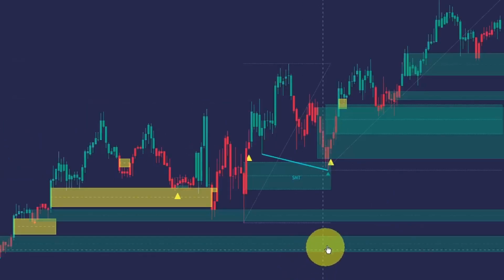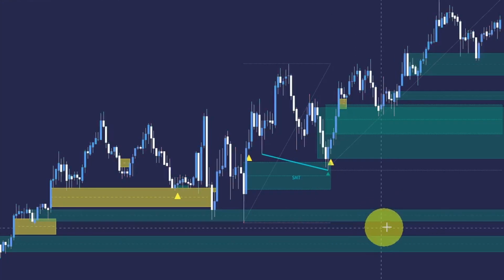If our analysis is suggesting that a continuation might be underway, then we can look at these areas for potential continuation plays. And of course, some of my favorite examples are when 2 or more of these indicators are all lining up on the same time frame.